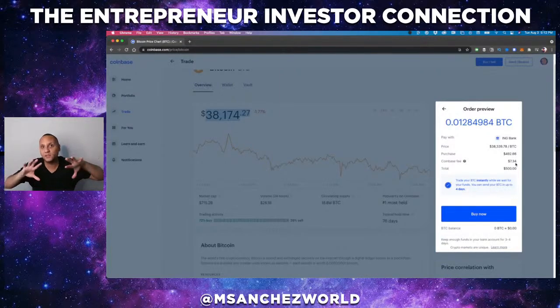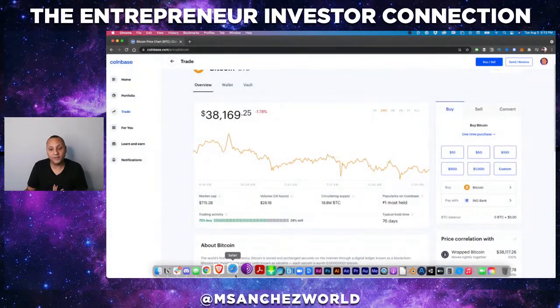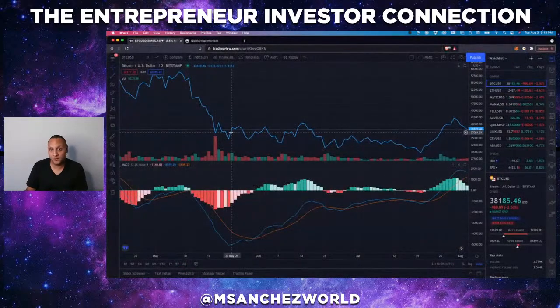Different websites do it differently. But as you can see, what you think you're paying is not what you're paying if you do this on centralized finance websites. So let's go to where I think you should be doing it, because this is where I do it.